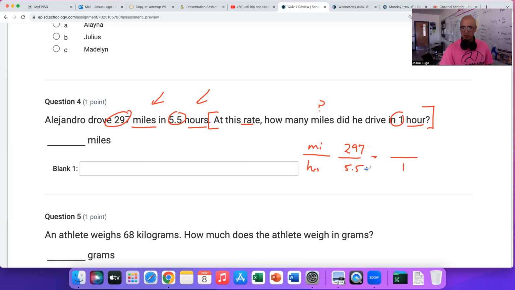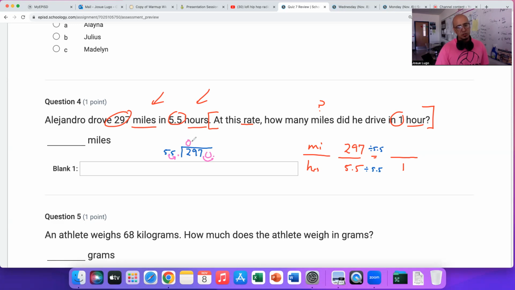Okay, so how can I get from 5.5 to 1? We'll divide by 5.5, which means that I need to divide 297 by 5.5 as well. So let me go ahead and work that out. So we have 297 divided into 5.5. Ladies and gentlemen, by now you should know that we do not like decimals on the outside. So I'm going to take the decimal and move it over once. And if I did that on the outside, I must take the decimal on the inside and move it over once as well. So now we have 2,970 divided by 55.